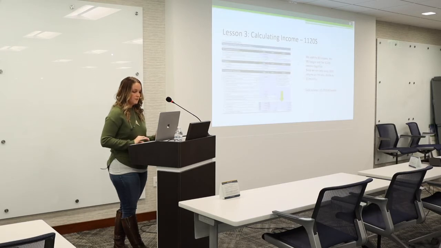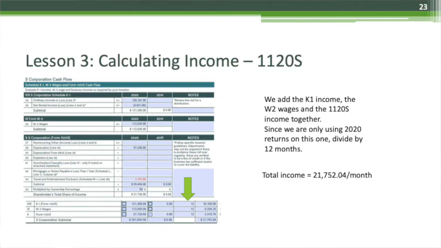All right, so this time we only did 1 year, we're not doing 2019. When you add these all together, you get to add this, this, and this all together. That's where this number comes out. And then you divide it over 12 months because we only did 1 year. This borrower's monthly income is $21,752.04. Does anybody have any questions on 1120S?